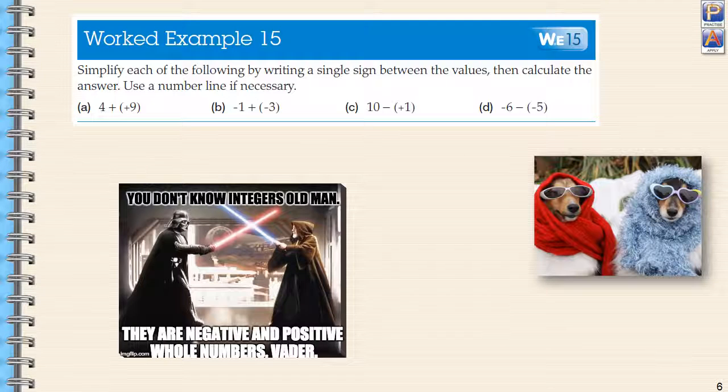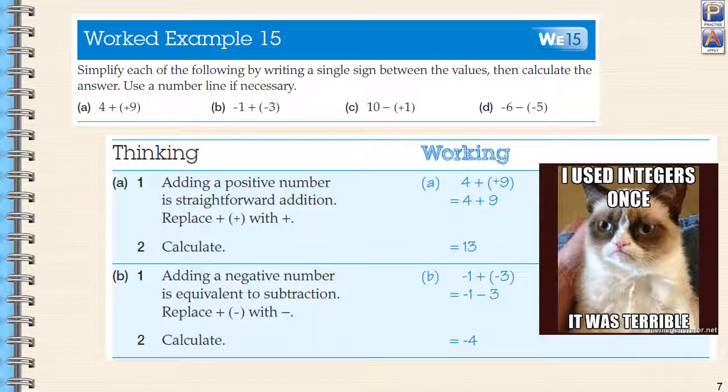Let's have a look. Here's some examples we'll have a go at. Let's work through some answers. All right, so on the first one, I've got 4 plus positive 9. So that's plus a positive, which is the same as 4 plus 9, and that is 13. 4 plus 9 is 13, which you should already know.